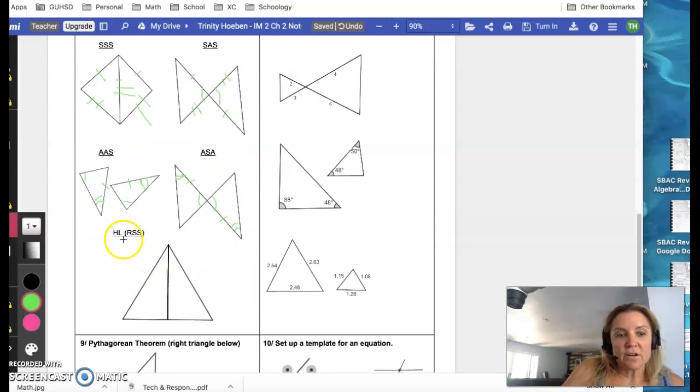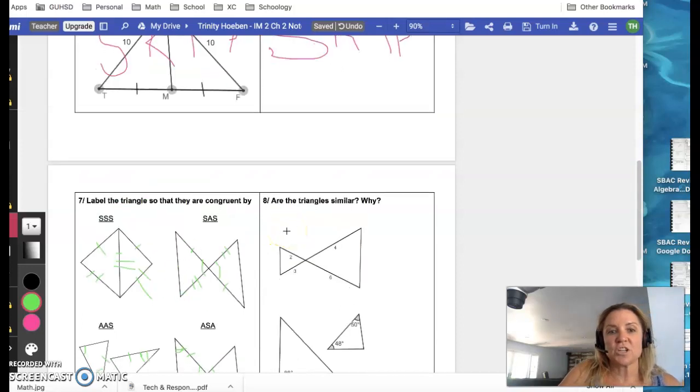Then the one down here, the hypotenuse leg. So hypotenuse leg only works on a right triangle, so I'm going to draw in the little box on each of the two triangles to show that we have 90 degrees right here. These two triangles also share a side, so I'll put a single tick because they're congruent to each other. And then we also need the hypotenuse, so I'm going to put a double tick on the hypotenuse.